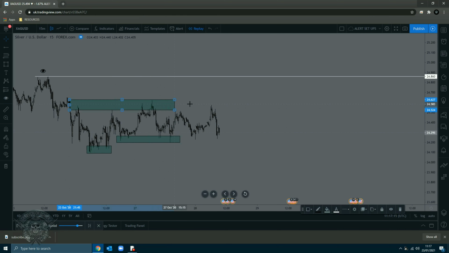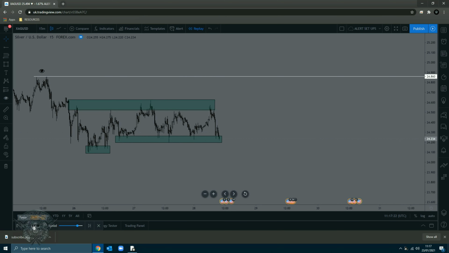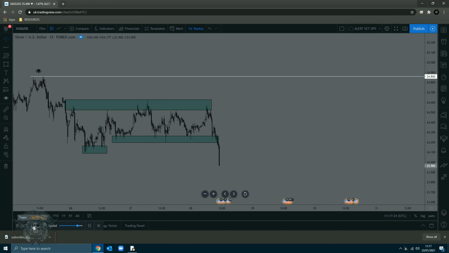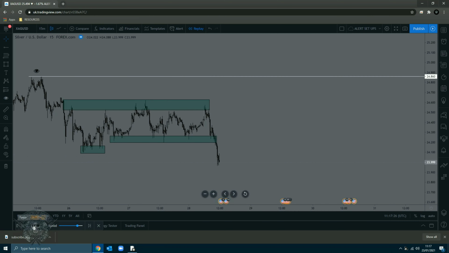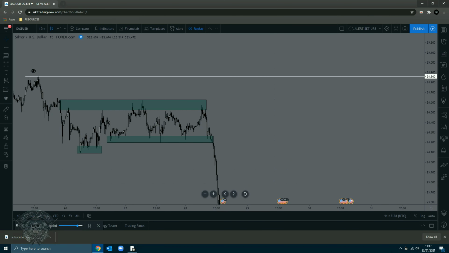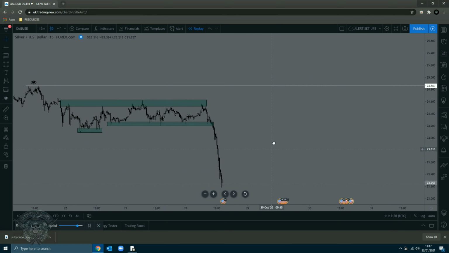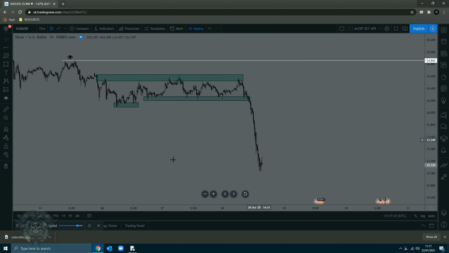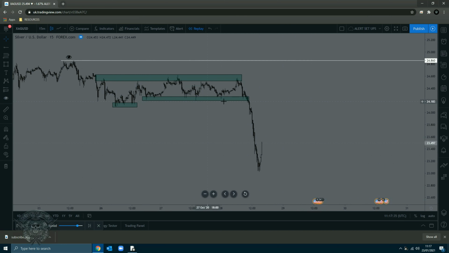Okay, so look how it's building up. Buyers and sellers, tops and bottoms, with stops above and below. Okay, so finally we drive through support. So we've taken out anyone who went long here, we've taken their stops out.